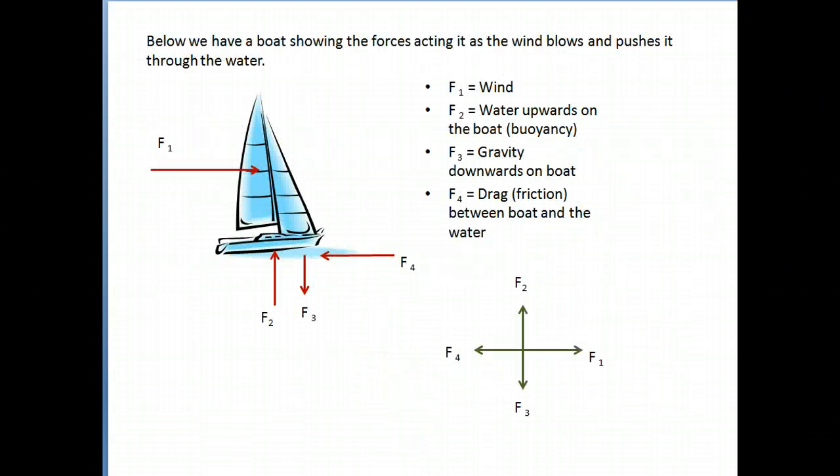Okay, another example. We have a sailboat showing all the forces acting on it as wind blows and pushes it through the water. So we have the force of the wind here. So our F1, what we just noted as the first force, is the wind blowing and pushing the boat forward. Well, what's resisting the movement of the wind here would be the drag or friction between the boat and the water.